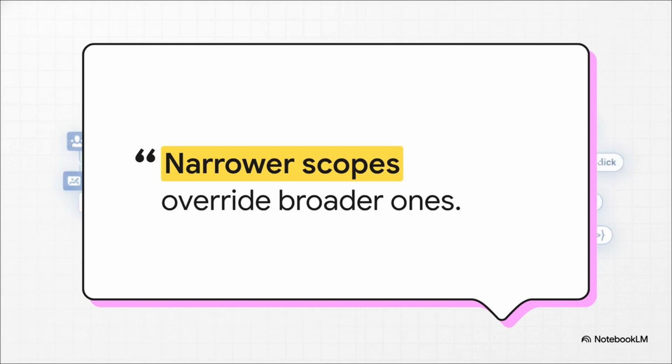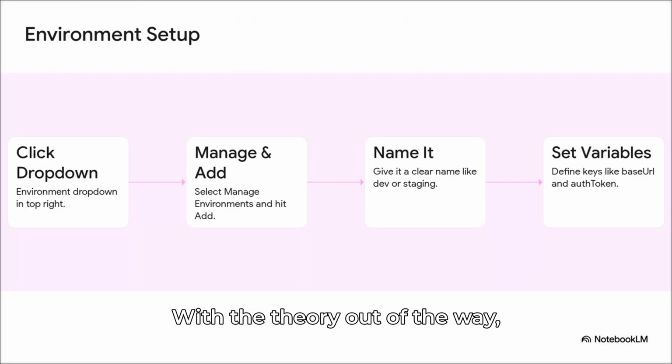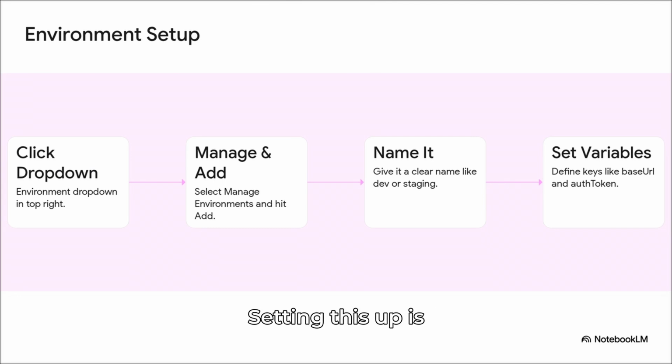Moving right along to Section 2, setting up your environments. With the theory out of the way, let's jump into the actual practical implementation. Setting this up is incredibly straightforward. First, you're going to want to direct your attention to the top right corner of the Postman app. That's where the environment drop-down lives. Just click it, select Manage Environments, and hit Add.